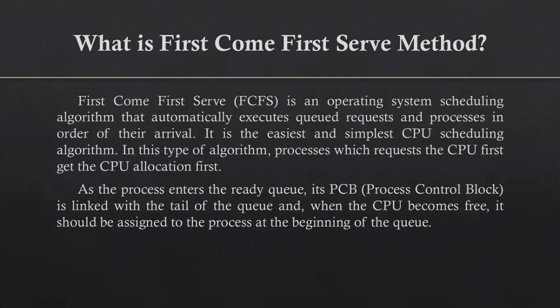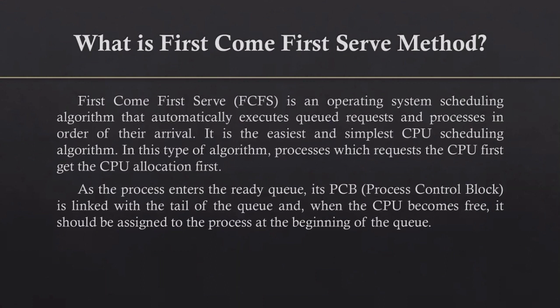It is an operating system scheduling algorithm that automatically executes queued requests and processes in order of their arrival. It is the easiest and simplest CPU scheduling algorithm. In this type of algorithm, processes which request the CPU first get the CPU allocation first.